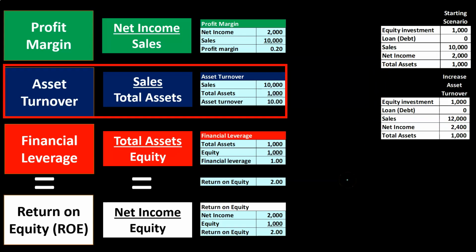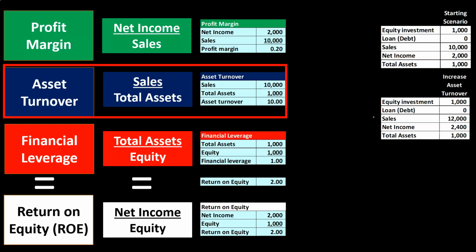Let's focus in on the second component this time. We're going to take a look at the asset turnover. Our original data is the original data in scenario 1. Now we're going to look at scenario 2, which is going to be an increase in the asset turnover. Asset turnover is sales divided by the total assets. So how can we increase this number? Well, we can increase sales.